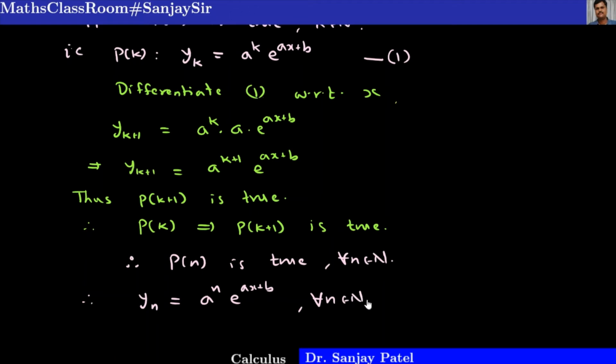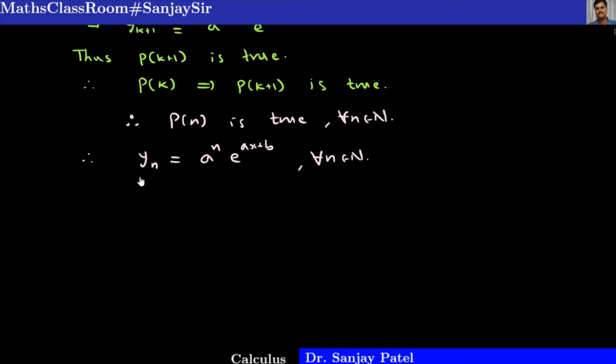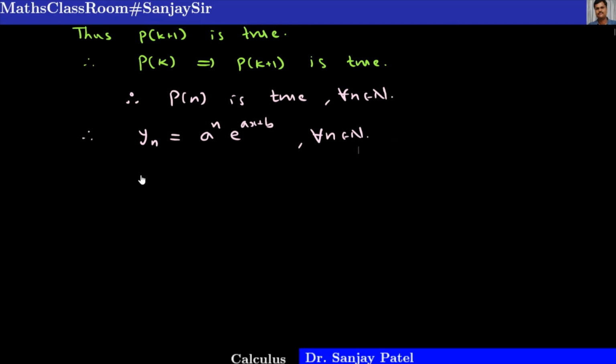So this is the first theorem, and one particular simple example to understand this. Say, if y is equal to e raised to 2x+3 is given, then find y10 of 0. y10 of 0 means find the value of the 10th derivative.